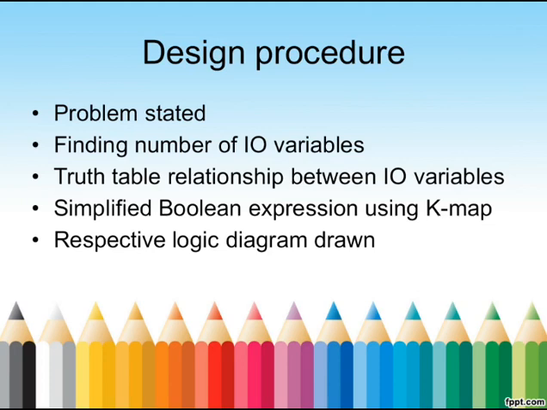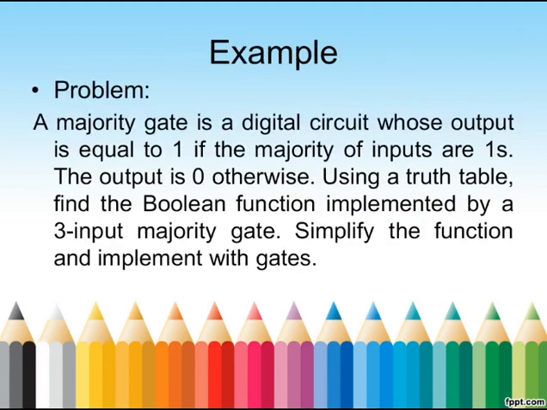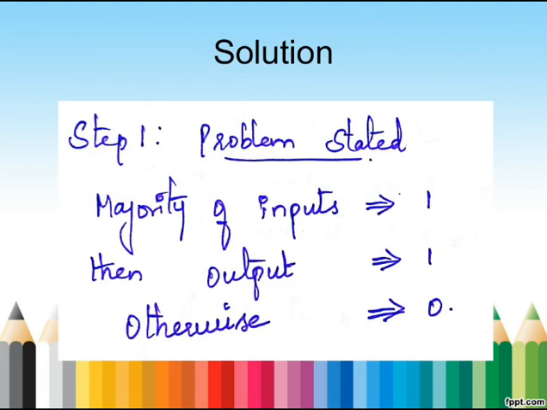Let us discuss one example problem to design a combinational logic circuit. The problem: a majority gate is a digital circuit whose output is equal to 1 if the majority of inputs are ones. The output is 0 otherwise. Using a truth table, find the Boolean function implemented by a 3-input majority gate. Simplify the function and implement it with gates. So, as discussed earlier, with the help of the design procedure steps we should follow to solve this problem.